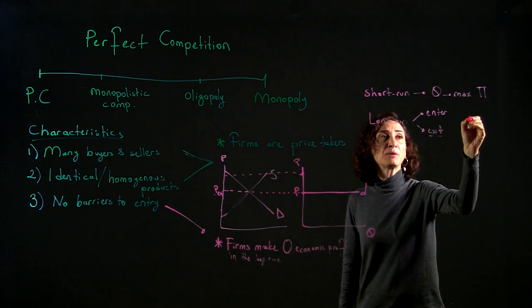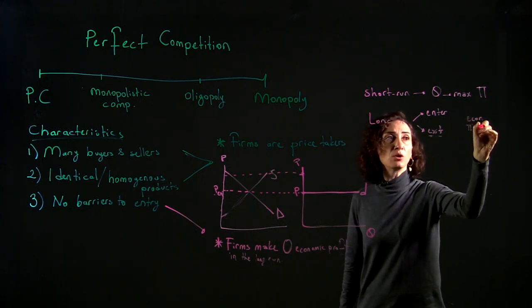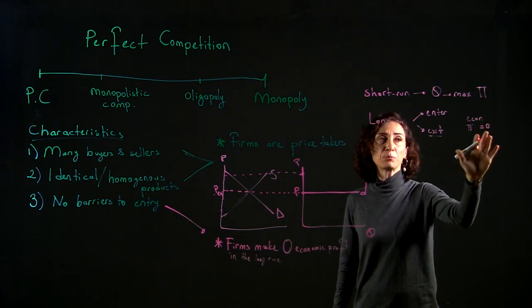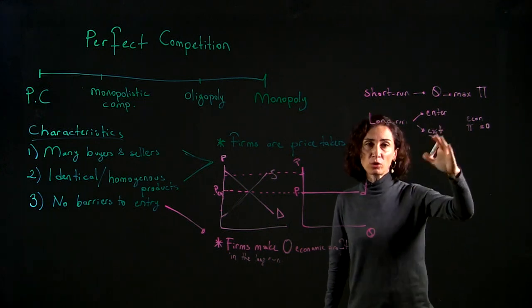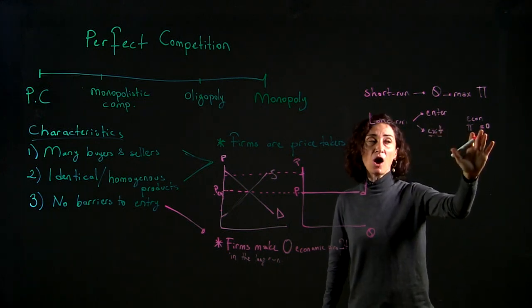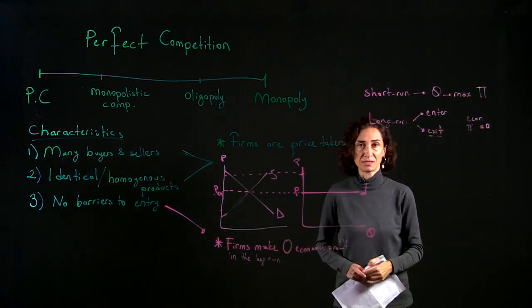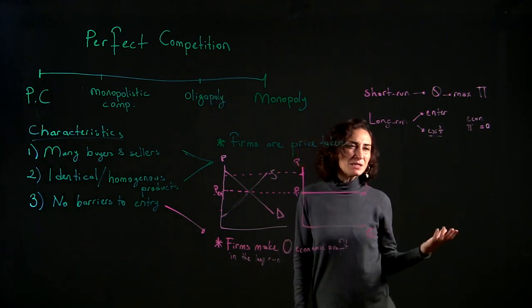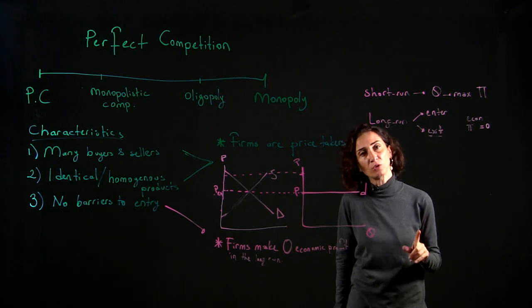Only when economic profits are zero, I hope you can read this, only when economic profits are zero, there will be no entry or exit. So this is our long-run equilibrium. No entry or no exit when economic profits are zero. You might say, this is weird. Why would there be any sector with zero economic profit?